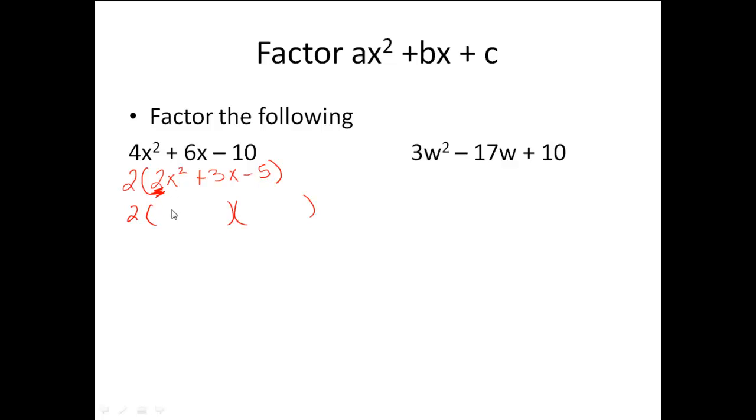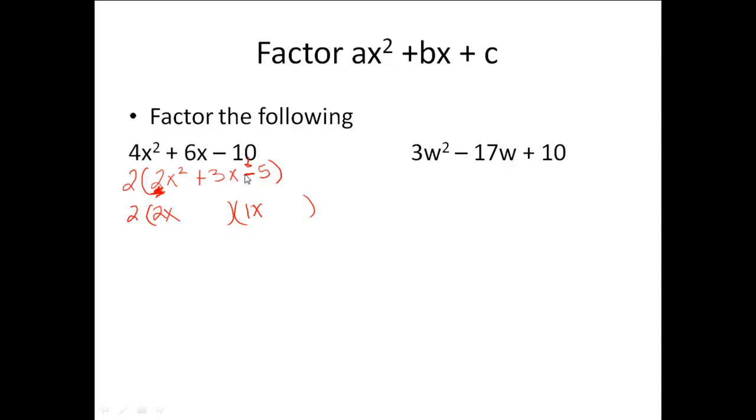So now, instead of just having x and x, I've got to also consider what can I multiply together to get this 2 I have right here. Well, that would only be a 2 and a 1. So instead of just x and x, we're going to have 2x and 1x. Everything else still kind of follows the same type of pattern.